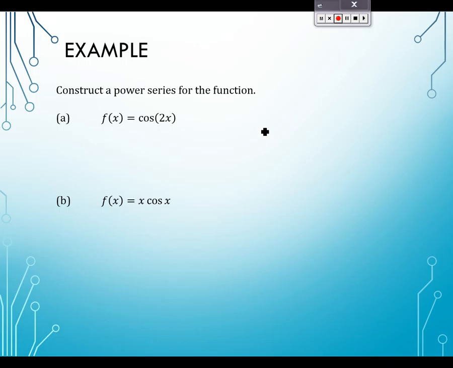So what does cosine of 2x mean? Well, the cosine of whatever is 1 minus that whatever squared over 2 factorial plus that whatever to the 4th over 4 factorial minus etc., right? So what is our whatever here? Here we go. 1 minus (2x) squared over 2 factorial plus (2x) to the 4th over 4 factorial, etc.